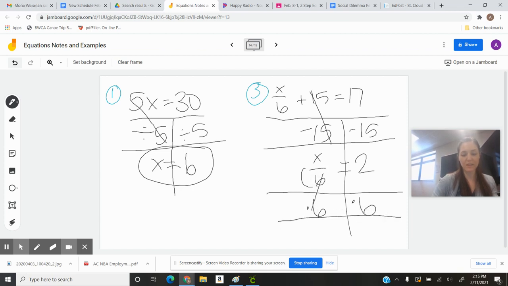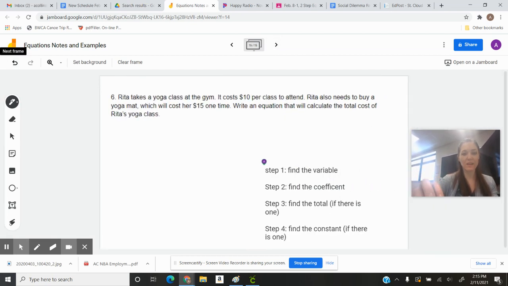Those two would cancel out. I'm going to copy down what I have left in my equation, and it's just x. Whew, that was my goal. And then 2 multiplied by 6 is 12. Your answer is 12.